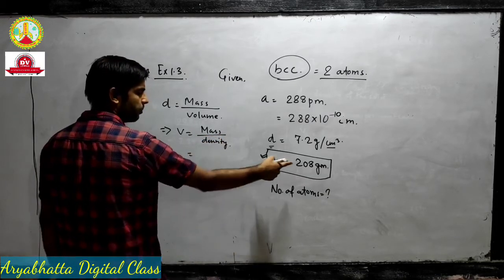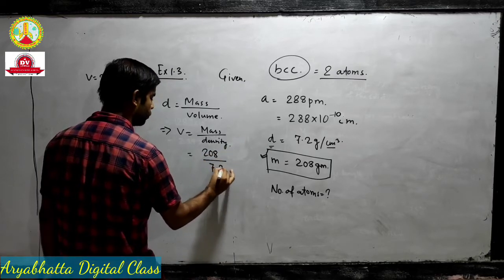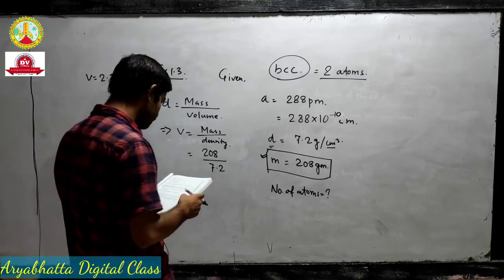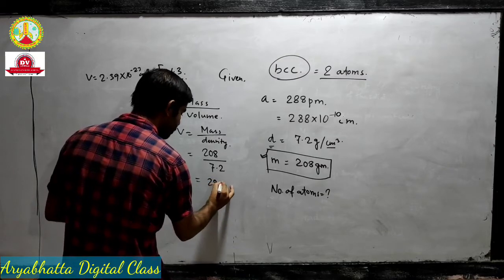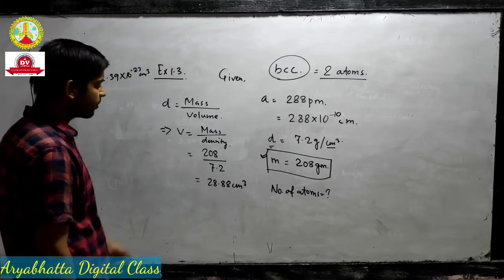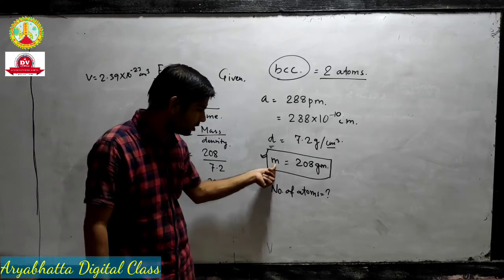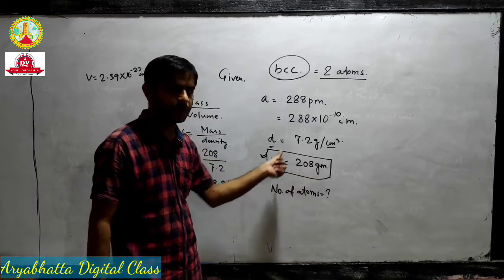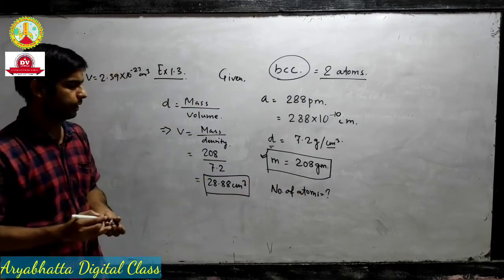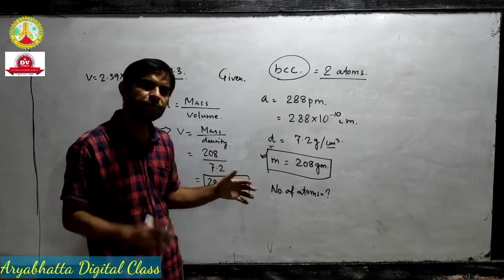Okay, so what is the mass? 208 grams. What is the density? 7.2. So it will give us the total volume. The total volume will come out to be 28.88 centimeter cube. What it tells us? It tells us that this much amount or this mass needs this much amount of space to accumulate.